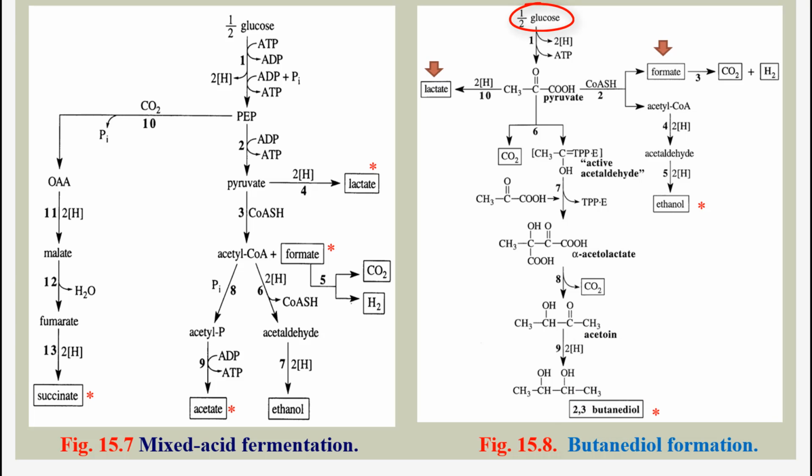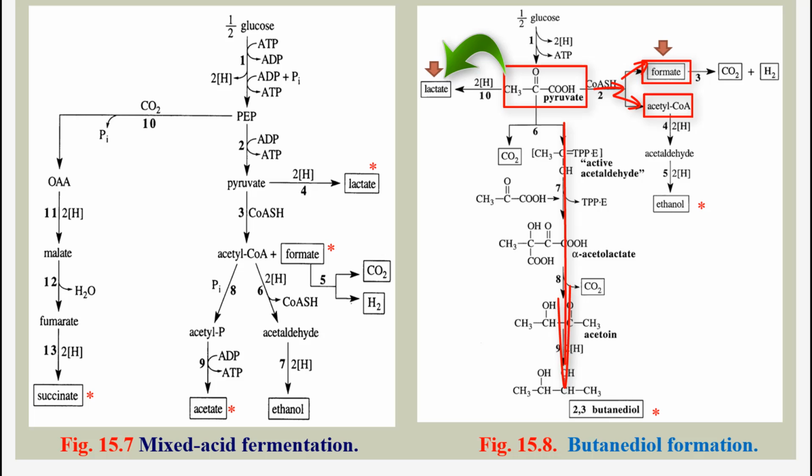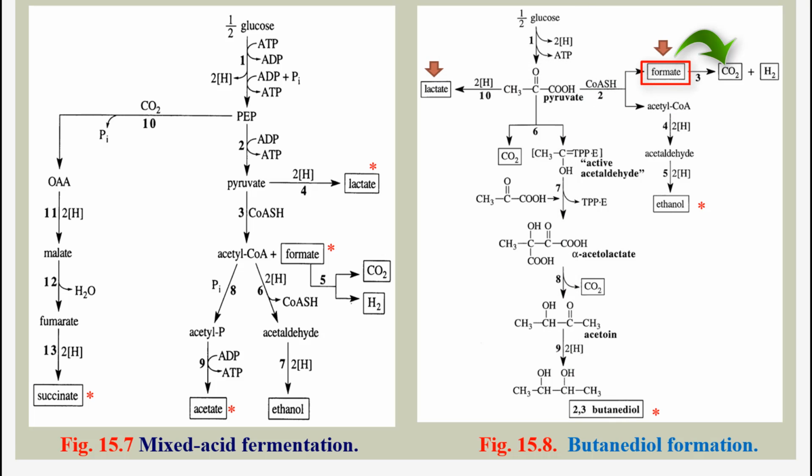Glucose is oxidized via the glycolytic pathway to pyruvate. There are three fates for the pyruvate. Some of it is reduced to lactate, some is converted to acetyl-CoA and formate, and some is used for the synthesis of 2,3-butanediol. The formate is converted to carbon dioxide and hydrogen gas, and the acetyl-CoA is reduced to ethanol.